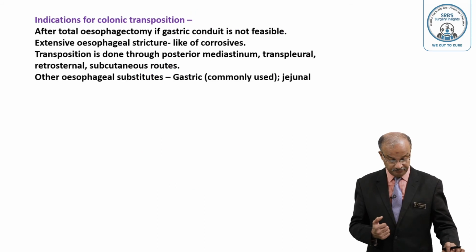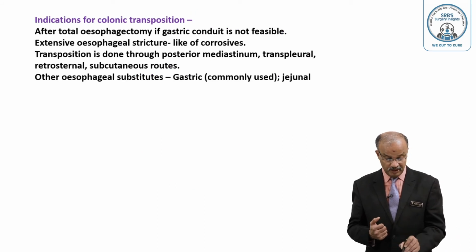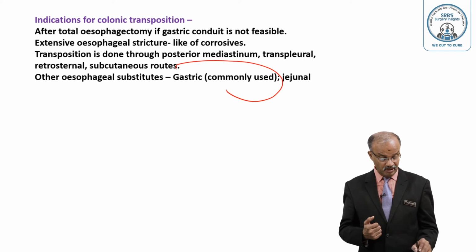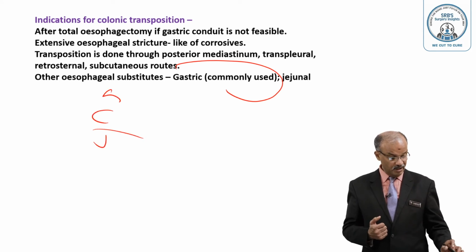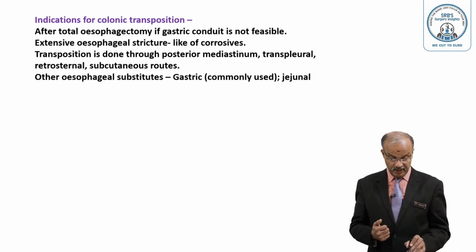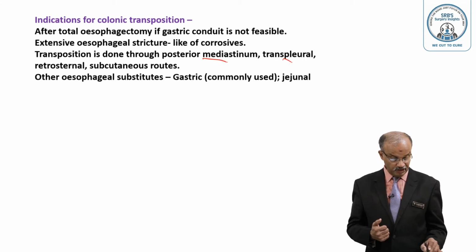The common substitute is gastric and jejunal. Common is gastric, occasionally jejunum. So gastric, colon, jejunum, in that order. It is used in the posterior mediastinum, transpleural, retrosternal, or subcutaneous. I already told you the different places where it is placed.